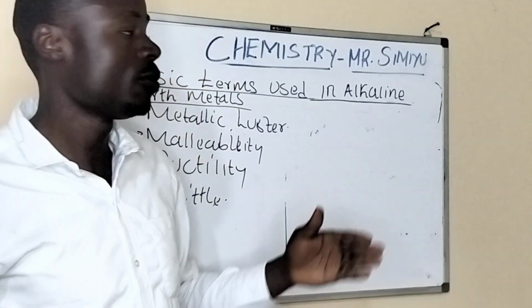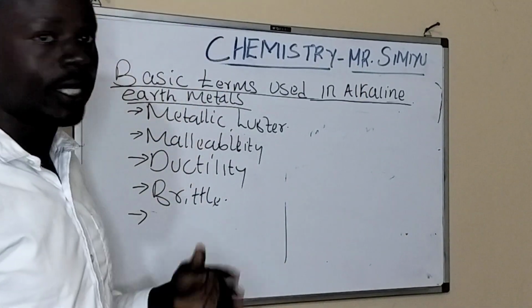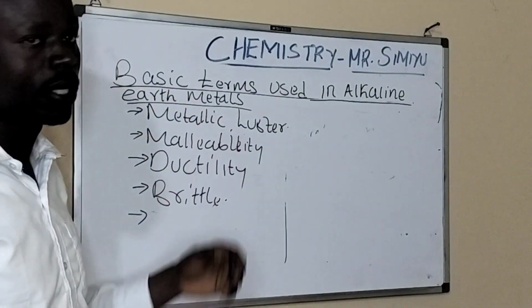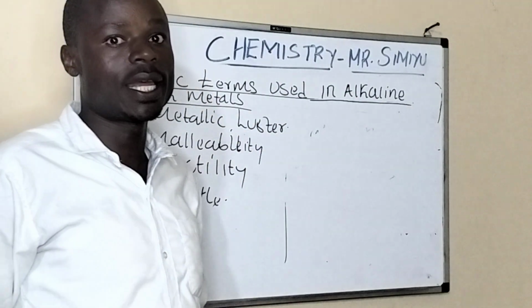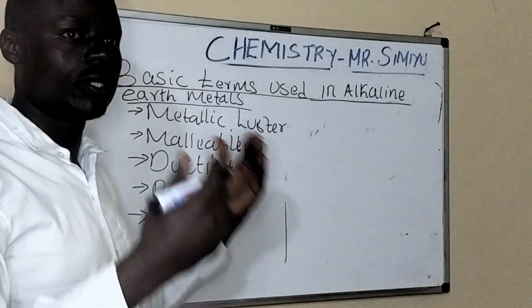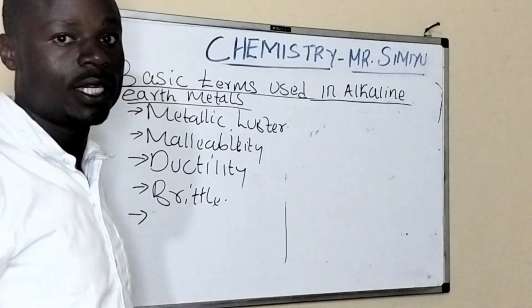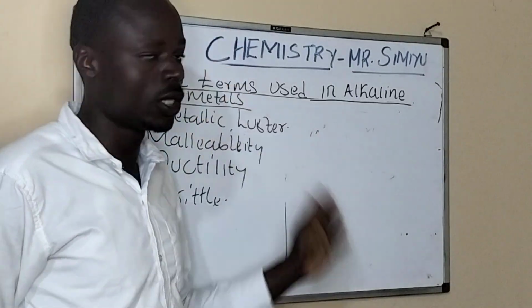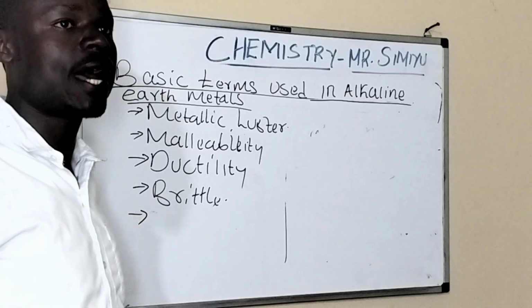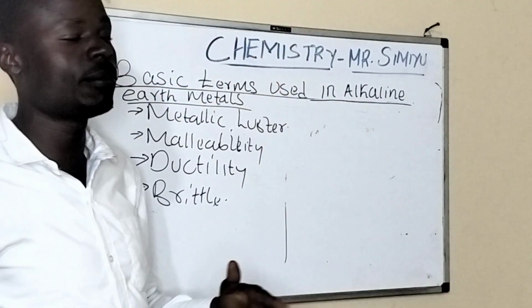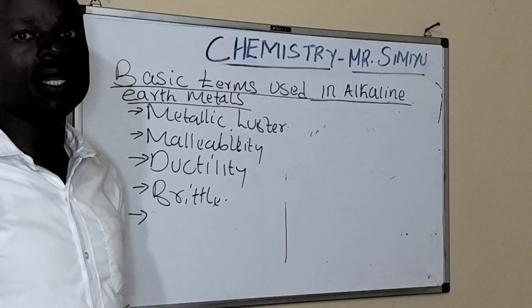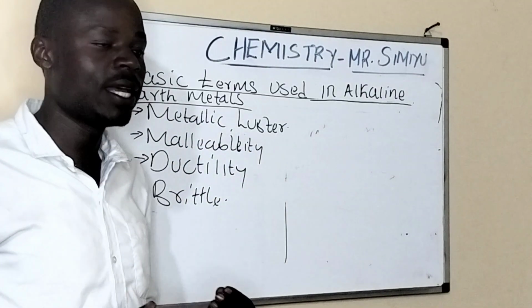Simiyu Zablon. Today, let us look at the basic terms used in alkaline earth metals. In the other lesson we looked at the alkaline earth metals with their physical characteristics. We also looked at the atomic radii, how they change as we move down the group. We also highlighted the alkaline earth metals beryllium, magnesium, and calcium. So today let's look at what will happen when alkaline earth metals are, number one, exposed to air.